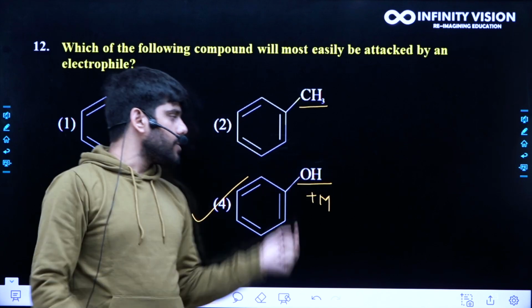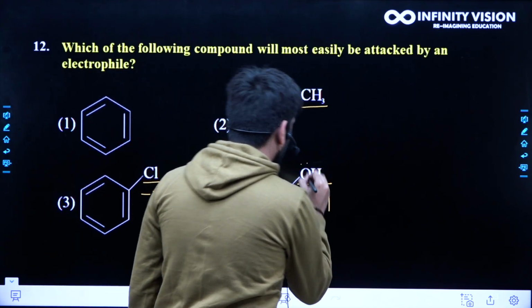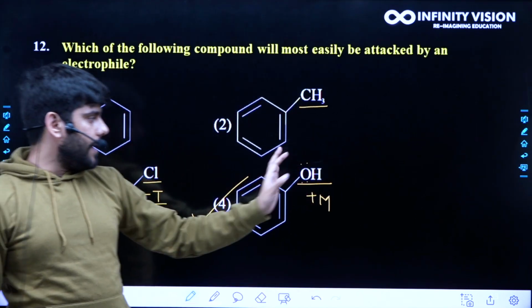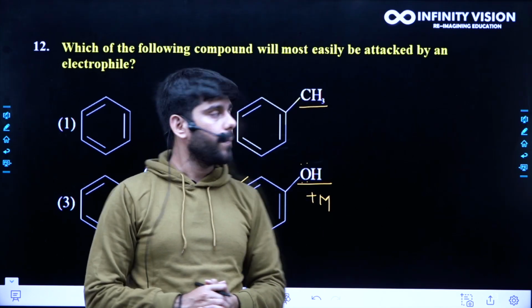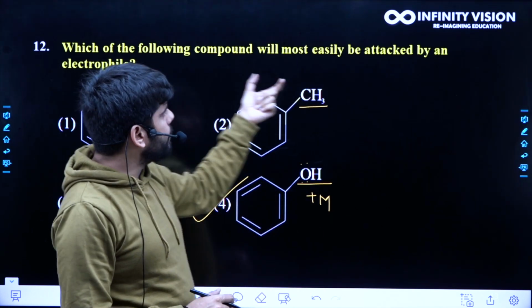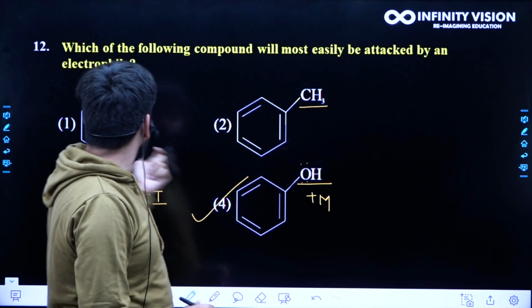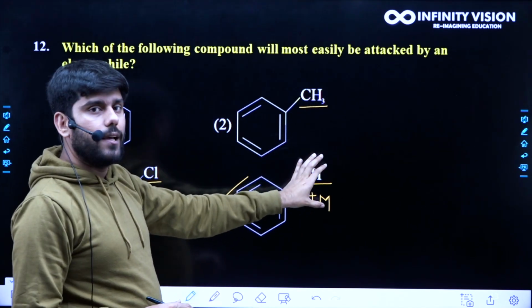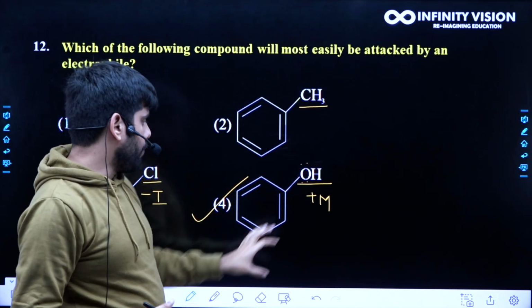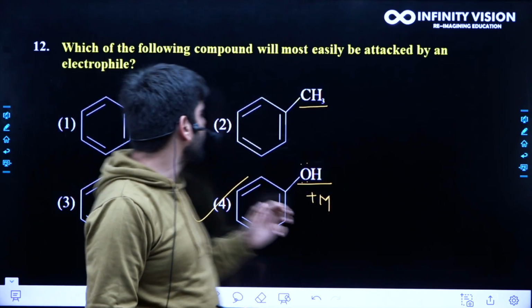Why? Because of the availability of the lone pair on O, OH acts as a plus M group. That means a highly electron releasing group. All right. So which will be most easily attacked by an electrophile? The answer is fourth, right? Because OH is a strong activating group. All right. Let us move to the next question.